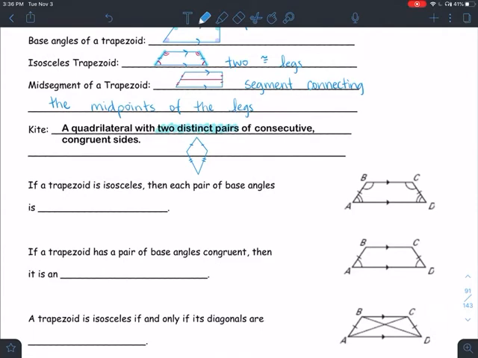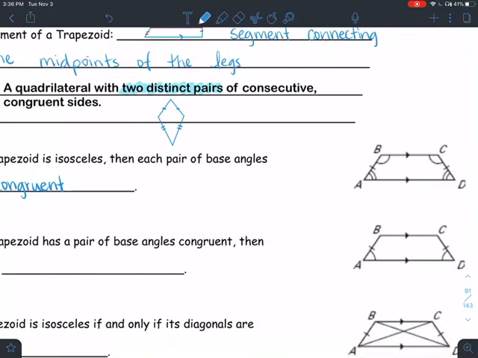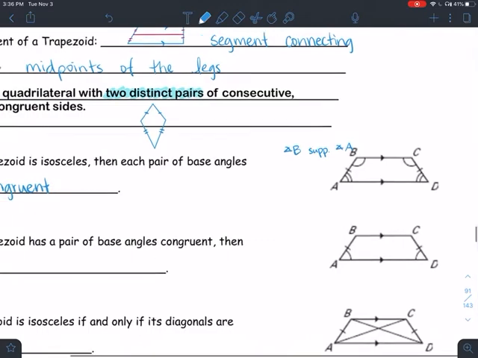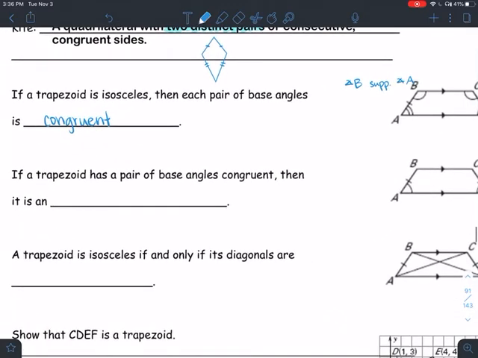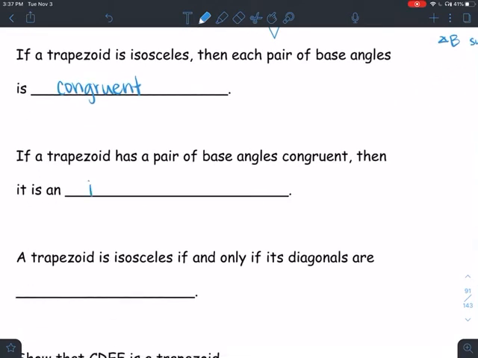If a trapezoid is isosceles, then each pair of base angles is congruent. Just as I marked in the photo up above, angle B and angle C would be congruent to one another, and angle A and angle D would also be congruent to one another. Also keep in mind that because we have two parallel lines, angle B would be supplementary to angle A, and angle C would be supplementary to angle D, whether this is isosceles or not. If a trapezoid has a pair of base angles congruent, then it is an isosceles trapezoid.